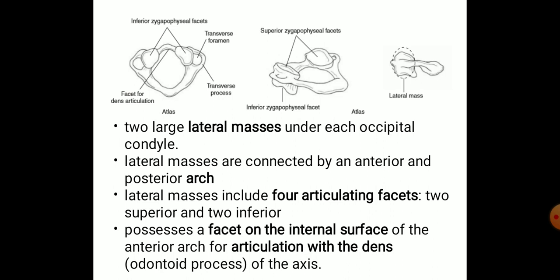It possesses a facet on the internal surface of the anterior arch for the articulation of the dens or odontoid process. As I have said, in the axis bone we have a superior projection called the dens or odontoid process. To attach that odontoid process, we have an articulation facet in the anterior arch. So these are the properties of atlas, its structure and function.